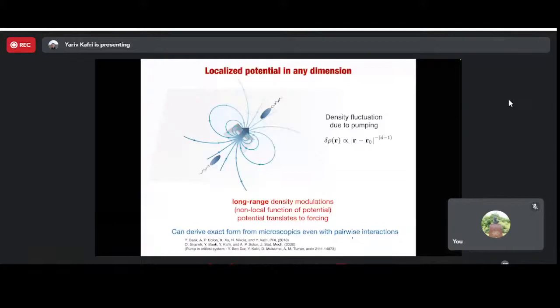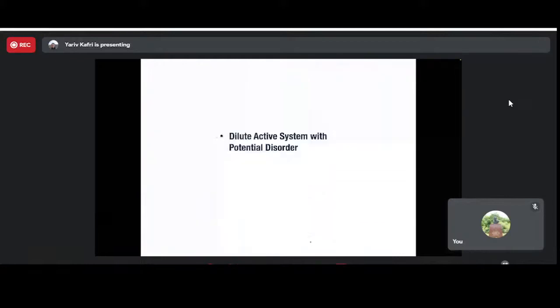As a side note, I want to say that so far I've discussed an asymmetric potential inside an active fluid. I said that it's like a pump inside a diffusing system, and that led us to study a pump in a critical system, and we've just posted this a few weeks back. It's a different topic. I won't talk about it, but if you're interested, you can find the paper here. Okay, so now, again, an asymmetric potential leads to this long wavelength, this long power law disturbance in the system.